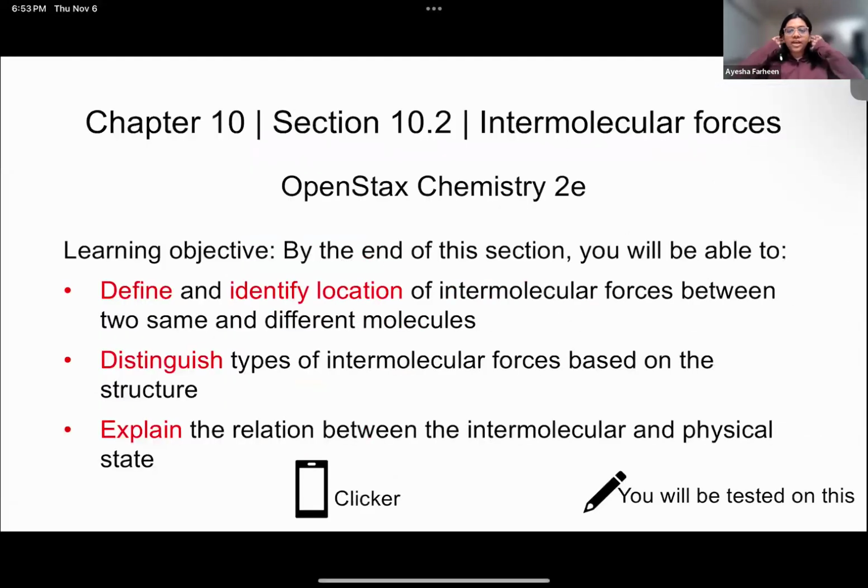Okay, so today we're going to talk about intermolecular forces. These are the learning objectives that we will be working on. And as you know what the pencil on the screen means, as well as if you see the phone.